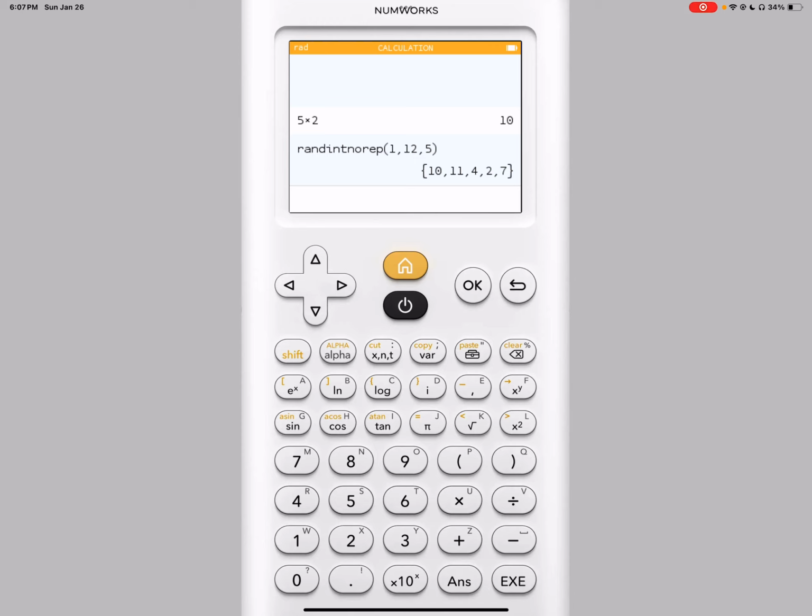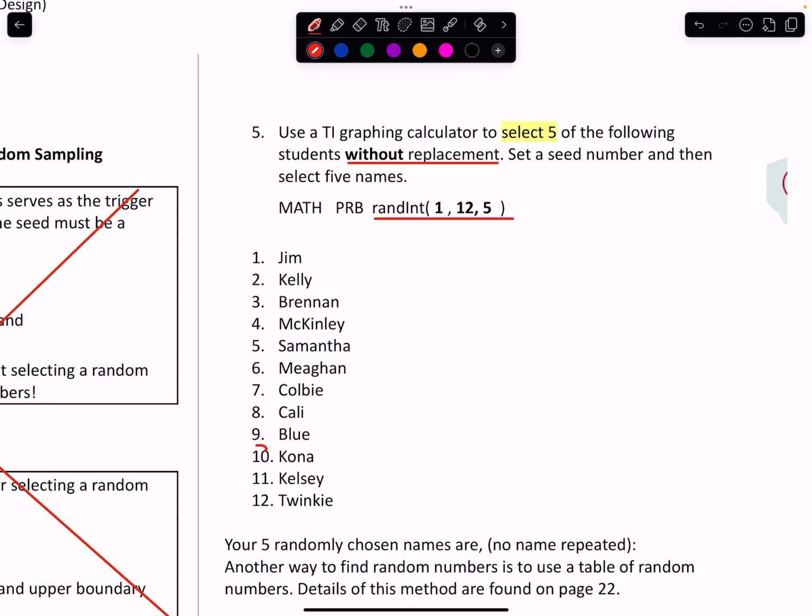And if you're doing this on your own, you probably got 5 different numbers. That's okay. I'm just going to use these for my example. So 10, 11, 4, 2, and 7. Those are my 5 people.